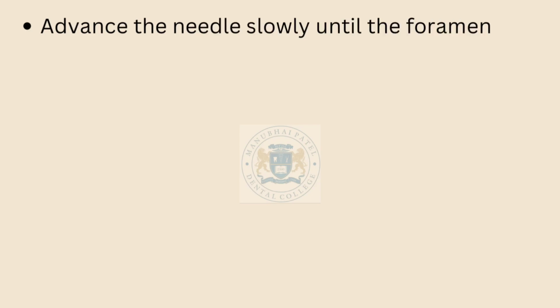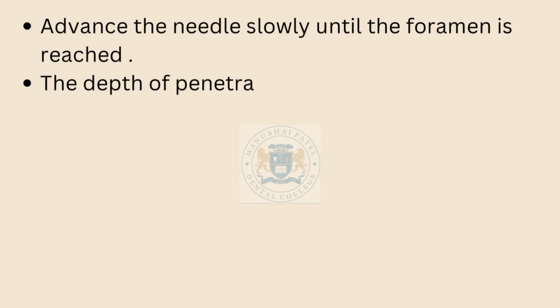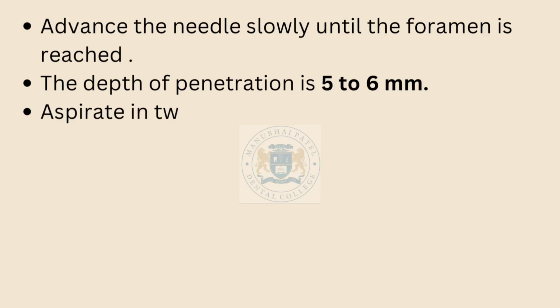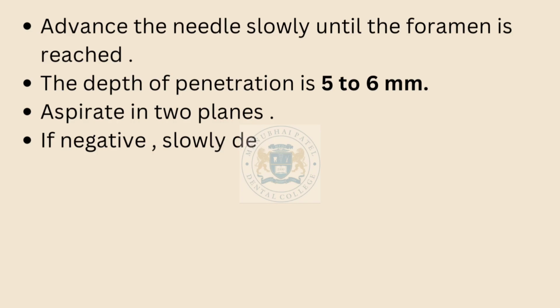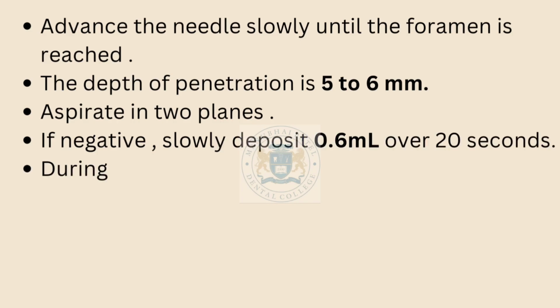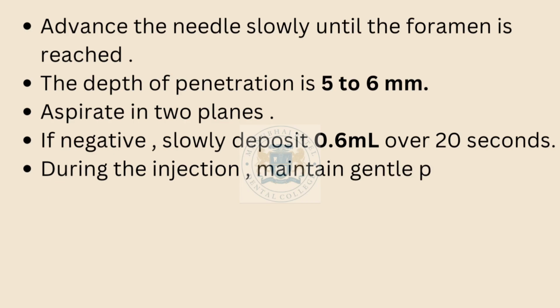Advance the needle slowly until the foramen is reached. The depth of penetration is 5 to 6 mm. Aspirate in two planes. If negative, slowly deposit 0.6 ml over 20 seconds.